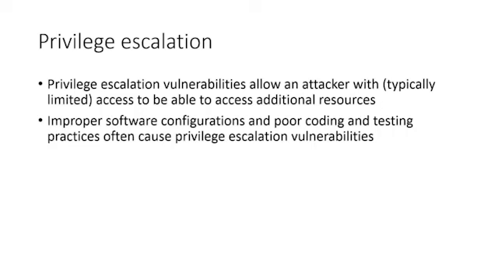Now, improper software configurations, poor coding practices, and testing practices often cause privilege escalation vulnerabilities. So we need to get in there and test your programs. Make sure you're doing proper coding. Fuzz your applications, right? Just throw random data in there. See if you can break it. That's what you want to try to do.